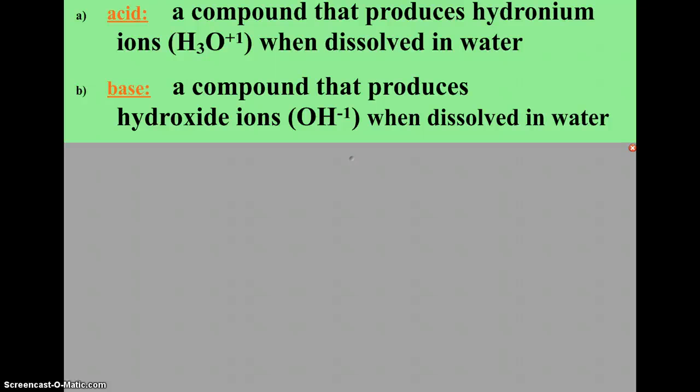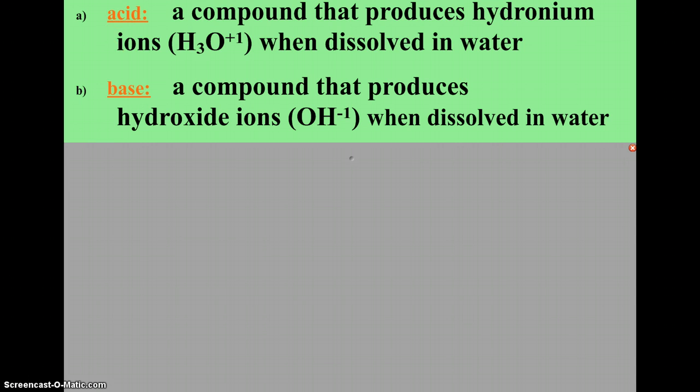Alright, so as our notes packet says, let's get some basics down on acids and bases. These are our definitions of an acid and a base. An acid is a compound that's going to produce hydronium ions when dissolved in water. And a base is going to produce hydroxide ions when dissolved in water.